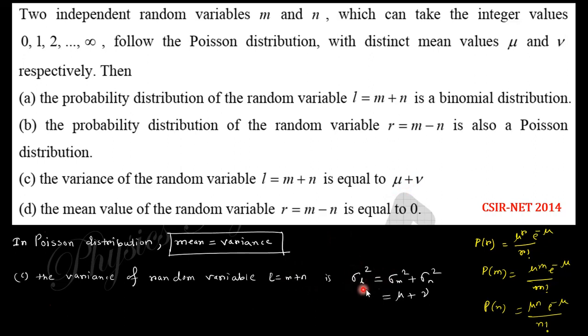You can see the variance is nothing but the addition of the variances of the individual variables. So this is mu and this is mu. For a Poisson distribution, the mean and variance are the same.